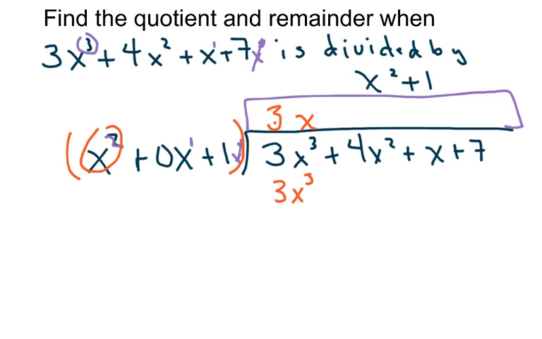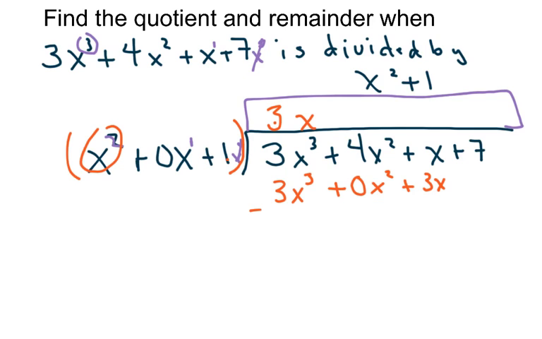So now I'm going to also say 3x times 0x, that gives me 0x squared. The reason I'm doing this is you only can add and subtract like terms. So it's kind of like a placeholder. Then I say, what is 3x times 1? 3x times 1 is just 3x.